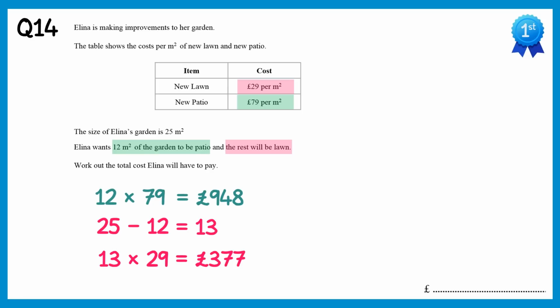If we now add together the cost of the patio to the cost of the lawn, we'll get the final answer, which is £1,325.